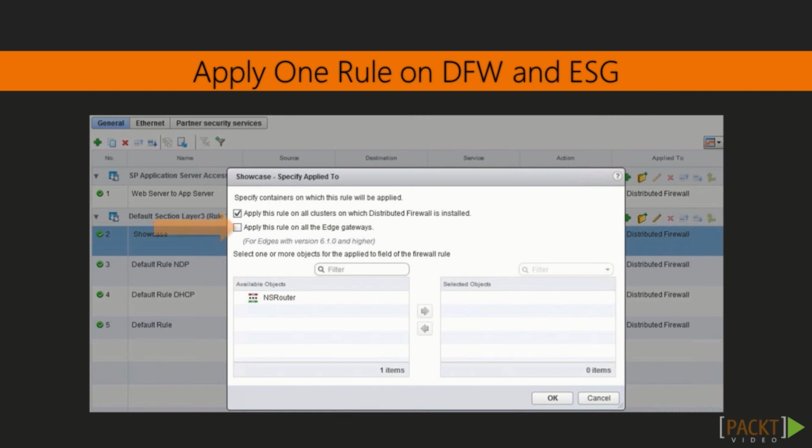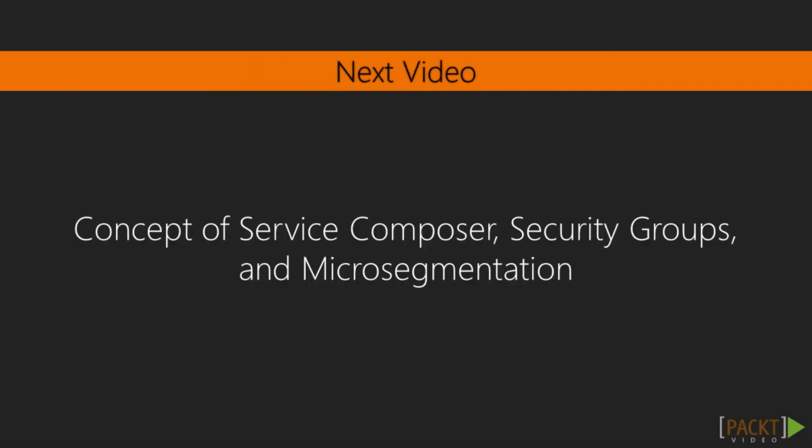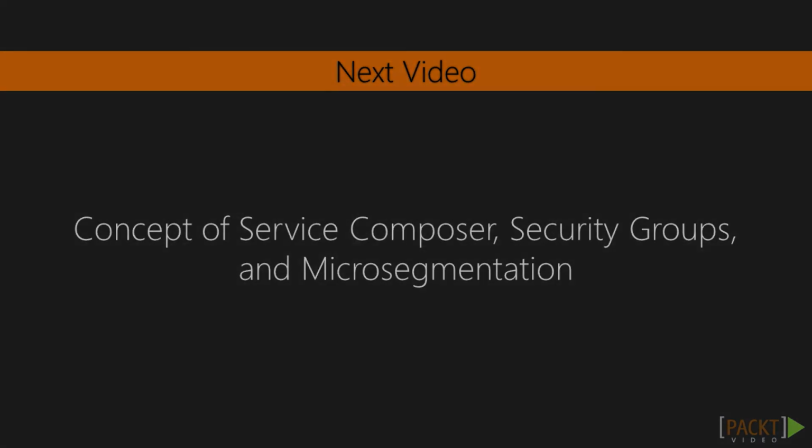And you can select apply this rule on the DFW, yes or no, or apply the rule on all the edge gateways. Or if you have many ESGs, you just select one or a couple of available ESG objects, add them to the selected objects and click OK. So you can add the same rule to various layers within your data center. The next video will cover the concept of the service composer, security groups, and discusses microsegmentation.